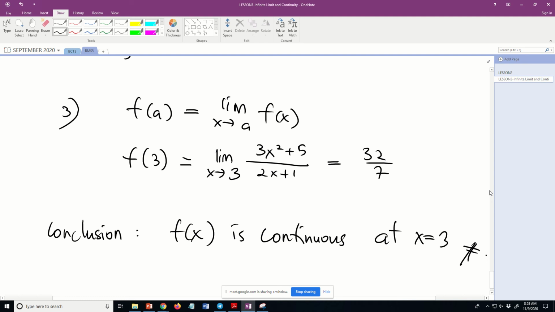Tapi kalau dia 1 satisfy, 2 satisfy, 3 satisfy, meaning that we have to do the 3 conditions to do the conclusion. Okay, very good question, Lokman. Thank you.